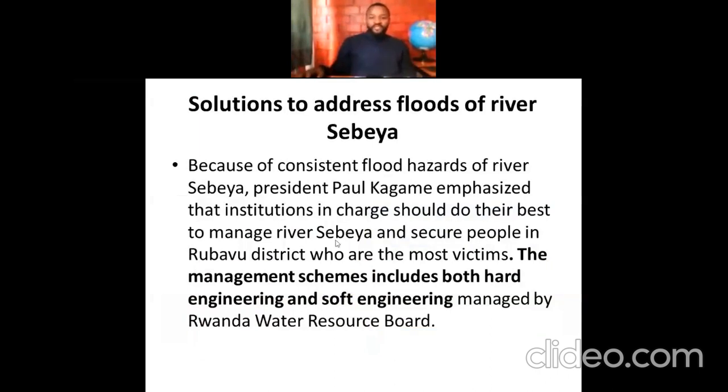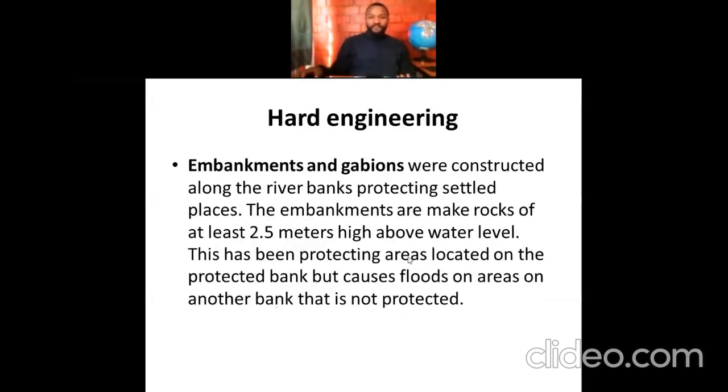Some solutions have been put in place so that this river does not keep on taking away people's lives, properties, and drawing down the economy or destroying even infrastructures. They are both hard engineering and soft engineering. In hard engineering, they have been able to construct embankments and gabions of at least 2.5 meters high so that flood water cannot easily overtop.